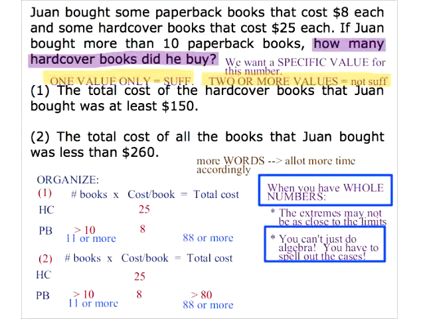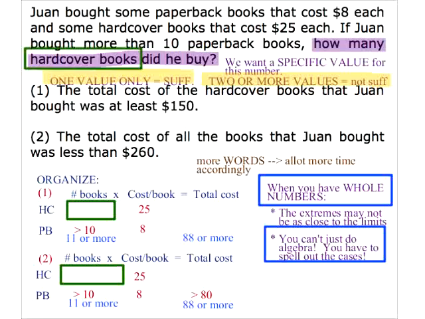So number one, and how many hardcover books did he buy? So that's the thing we're trying to find, and we don't care about anything else in the chart. Statement one, we just know that this was more than 150. If you divide that by 25, you get more than 6. For the same reason as before, more than 6 actually means 7 or more. And so this actually means 175 or more, because you can't have a decimal number of books.